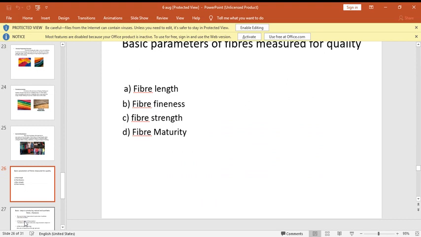The next objective is the basic parameters of fibers measured for quality. This is the fourth objective of today's class. What are the basic parameters of fibers measured for quality? After all this, we have to see the quality also. So the quality depends on the basic parameters: fiber length, fiber fineness, fiber strength, and fiber maturity.